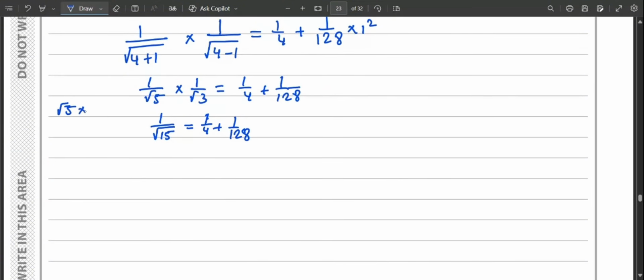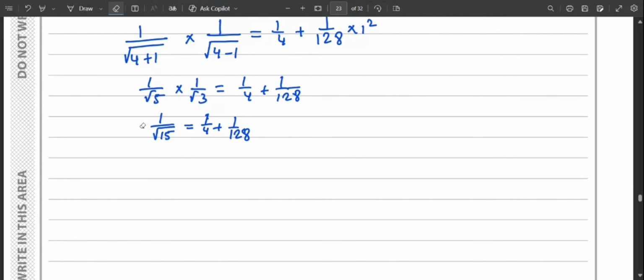Now we have this expression, we can further simplify. This will give us 1 by root 15 is equal to 33 divided by 128. So from this we can see that root 15 is actually equal to 128 by 33.